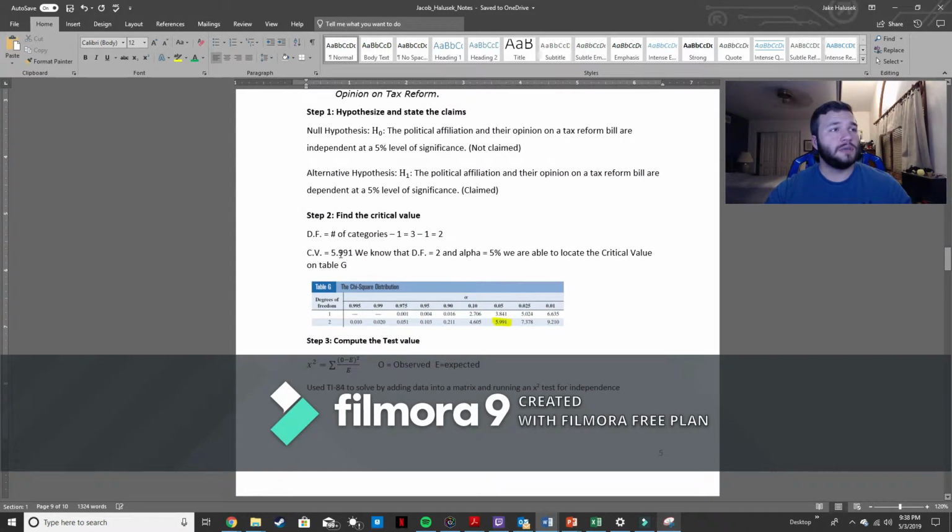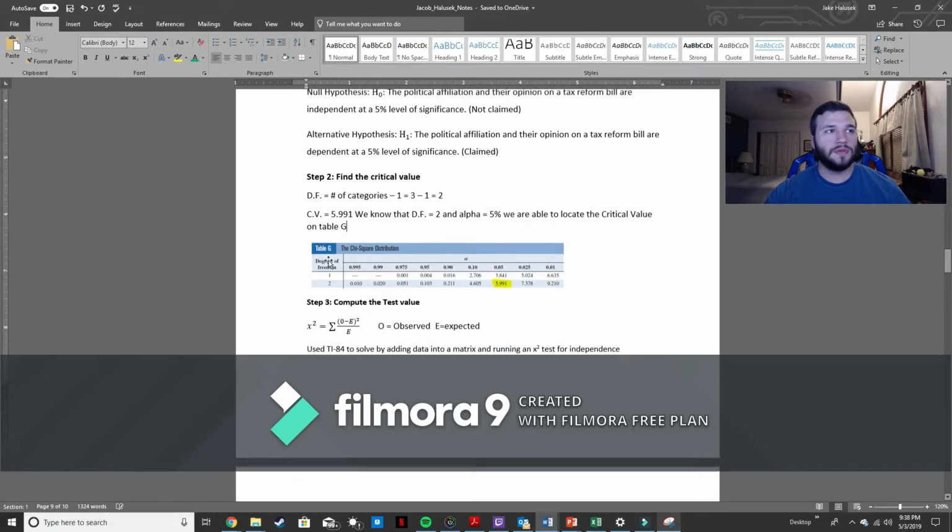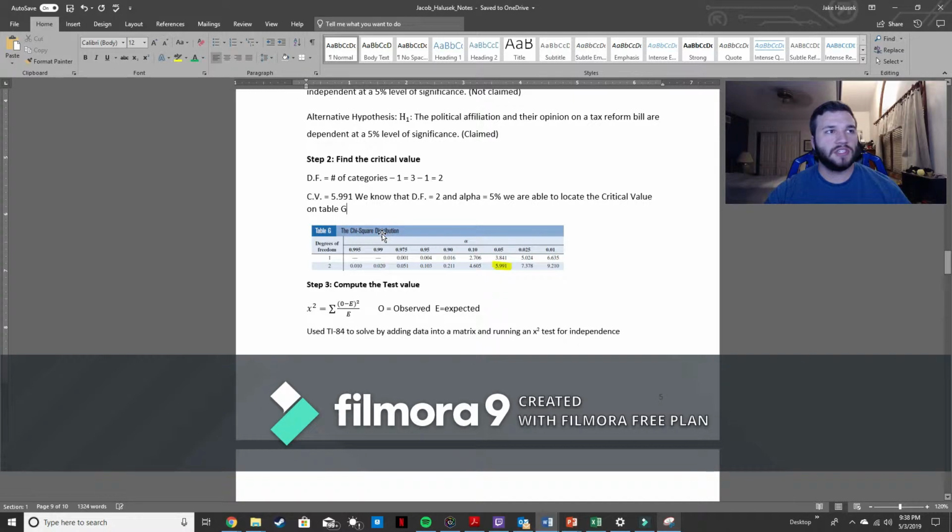Our critical value equals 5.991. We know that the degrees of freedom is equal to 2, and we are given the alpha being 5%. We are able to locate the critical value on table G. So go over to table G, that was given to us, the chi-square distribution. We go to our degrees of freedom, 2, down over to our alpha being 5% or 0.05, and we are given 5.991.